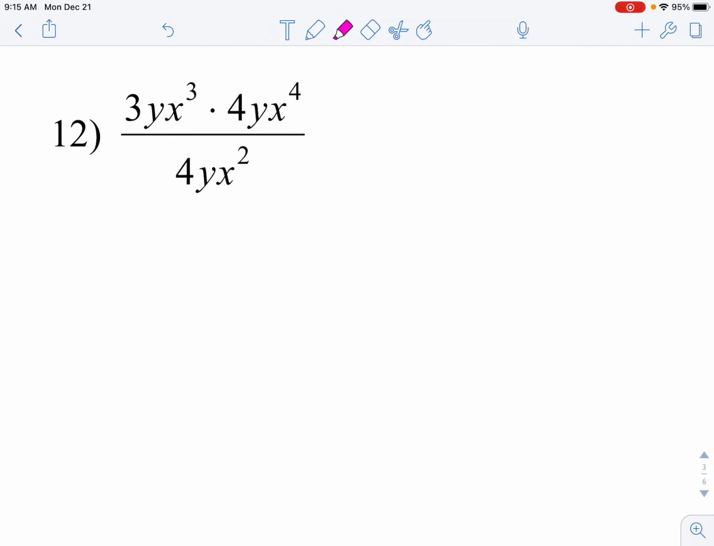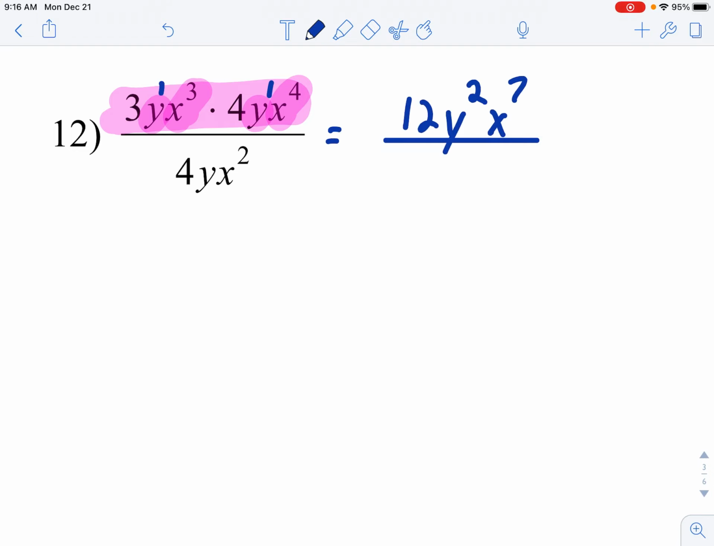So here's what I'm going to do. I'm going to just work out the top and kind of disregard the bottom for a minute. The top is multiply. 3 times 4 is 12. Then we have y times y. Remember, those are like both y to the first. So the rule is you add the powers. 1 plus 1 is 2. And then x to the third, x to the fourth. That would become x to the 7th.